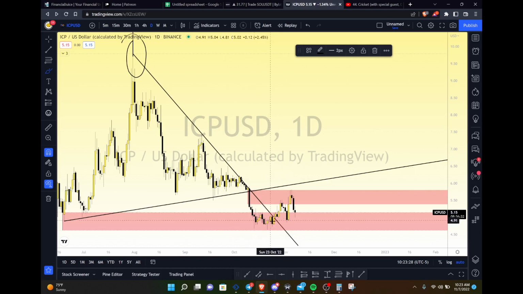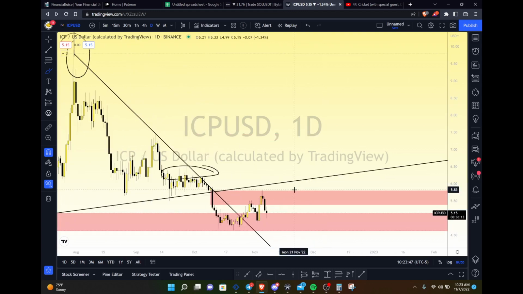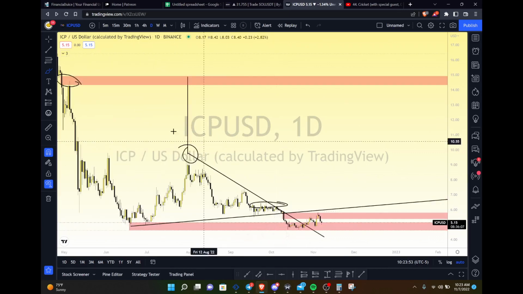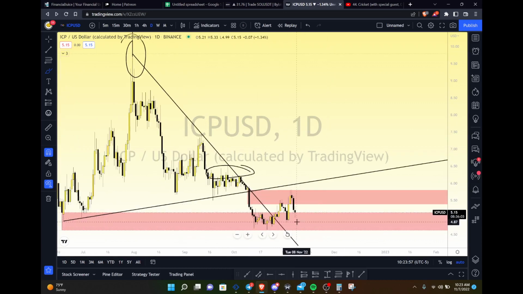The change of character for ICP, like I said, would be the taking of this trend line and then closing above this consolidation. When you see ICP do this, I think everyone outside of very novice traders can see, oh, ICP is changing character, it's going to go up. You don't want to be everyone. You want to be the person who recognizes we're potentially starting to change character here because we've broken through this trend line. We're coming back to test this general support zone.